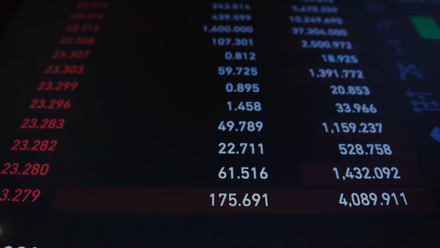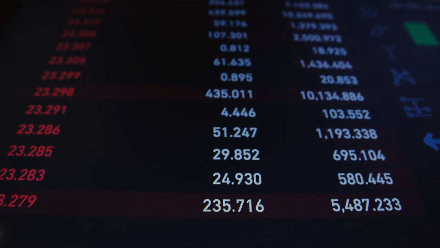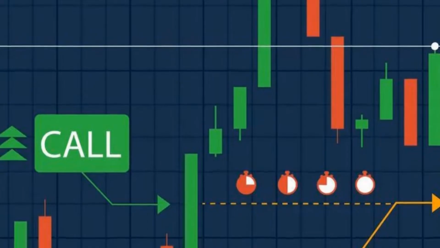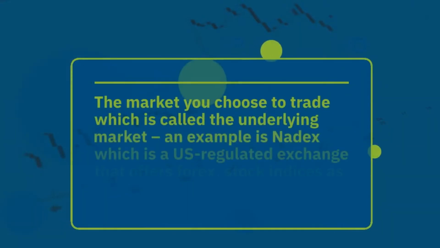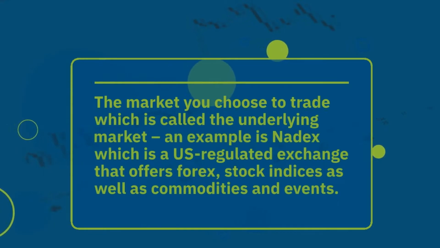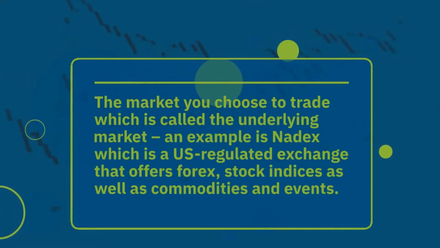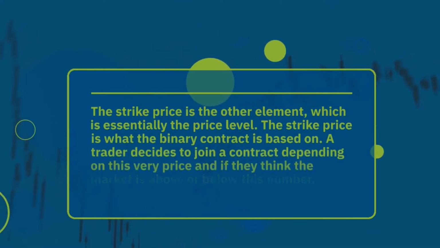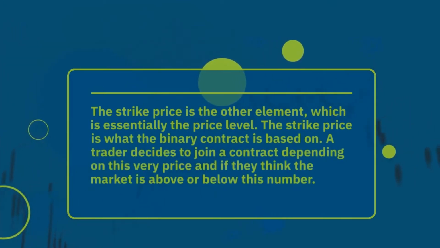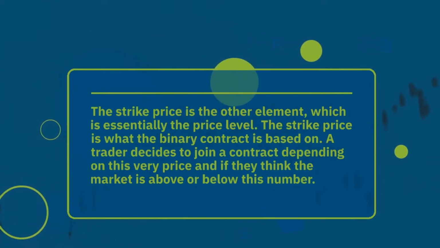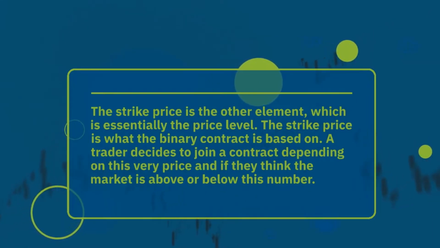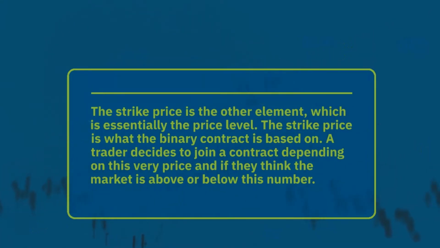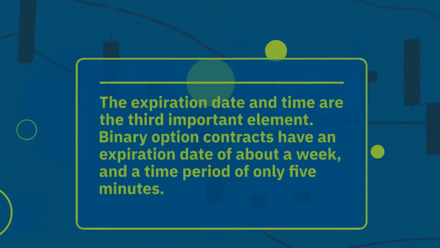You need to know that binary options do not give you an asset, you are not the owner of the asset you trade. The binary options contract has three pivotal elements. These are the market you choose to trade, which is called the underlying market. An example is Nadex, which is a US regulated exchange that offers Forex, stock indices as well as commodities and events. The strike price is the other element, which is essentially the price level. The strike price is what the binary contract is based on. A trader decides to join a contract depending on this very price and if they think the market is above or below this number. The expiration date and time are the third important element.